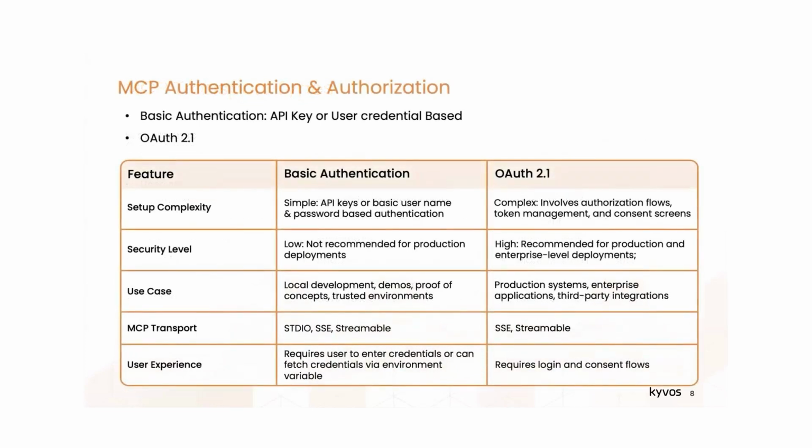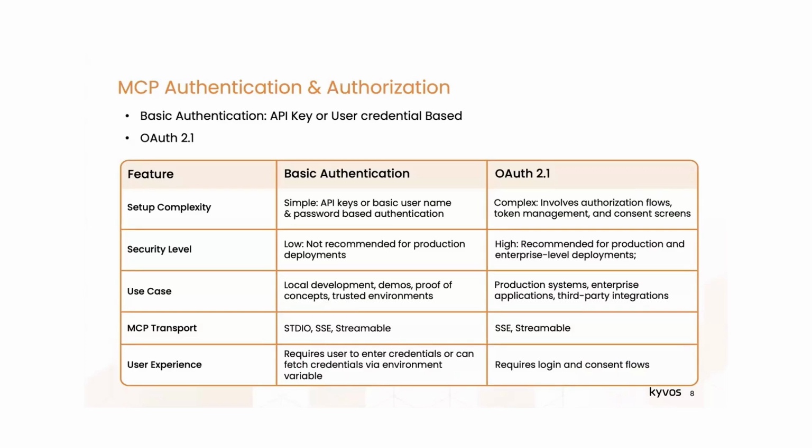Now, since MCP is a client server architecture, security becomes utmost important, and MCP takes care of security by providing two types of authentication mechanism: basic authentication and OAuth. Basic authentication is a simple authentication mechanism wherein you can provide API key or user credential in the HTTP header itself, while OAuth authentication involves complex authorization flows where multiple to and fro happens between the client and server to exchange the OAuth related information.